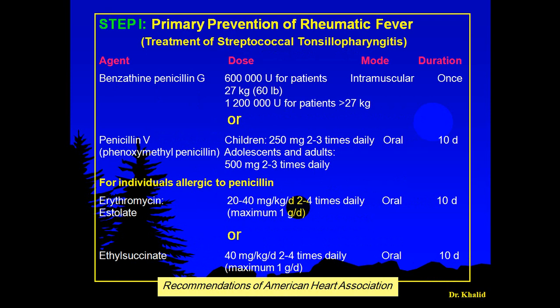Primary prevention: eradication of streptococcus. The main agent is penicillin, by single injection or oral penicillin for 10 days. If allergic, we use erythromycin for 10 days.